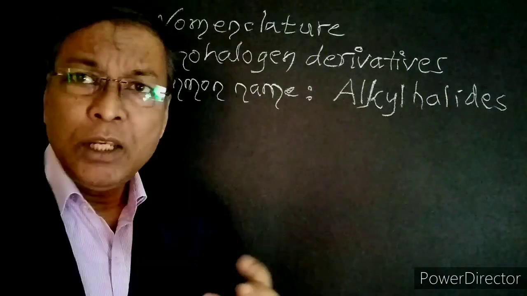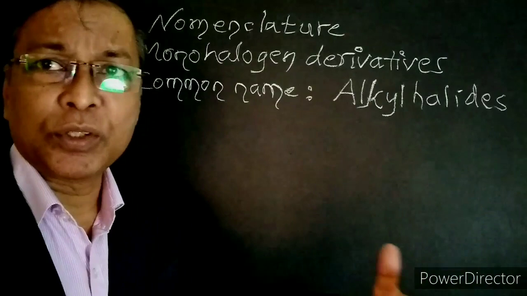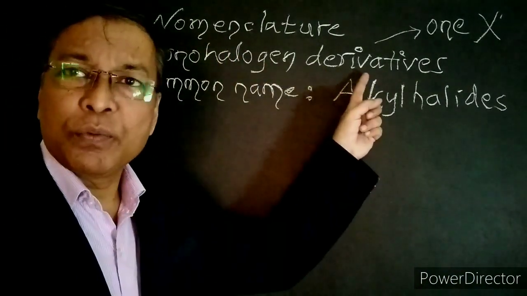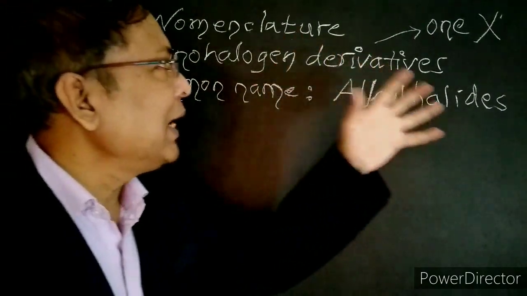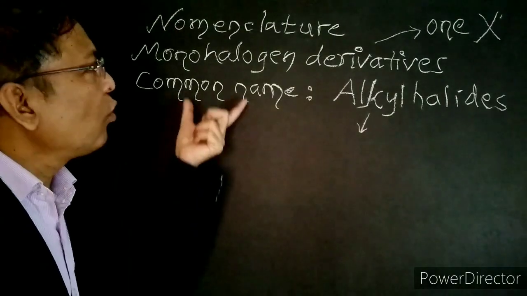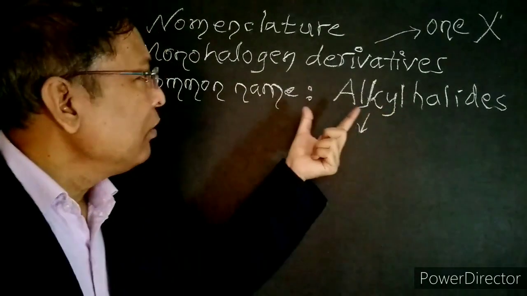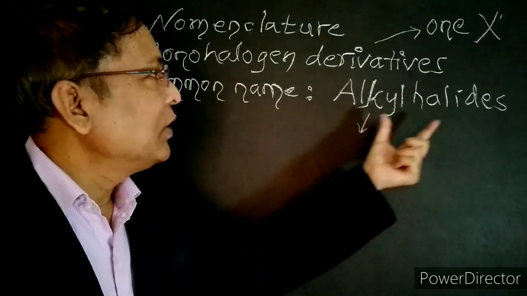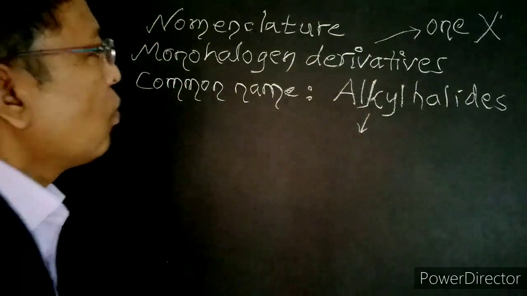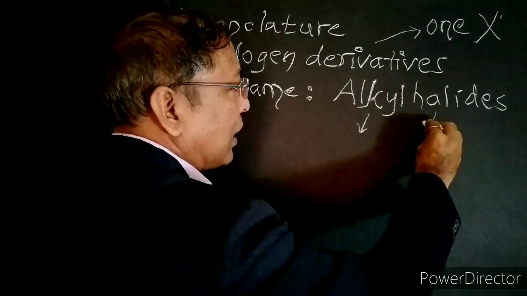Here we go. In nomenclature, first we learn the common name system, then we go for the IUPAC name system. Let us see the nomenclature of monohalogen derivatives first. Monohalogen means they contain one halogen atom in their molecule. The common name for a monohalogen derivative is alkyl halide. First we have to name the alkyl group, then we have to end the name with halide. So let us see what an alkyl group is and then what halides are.